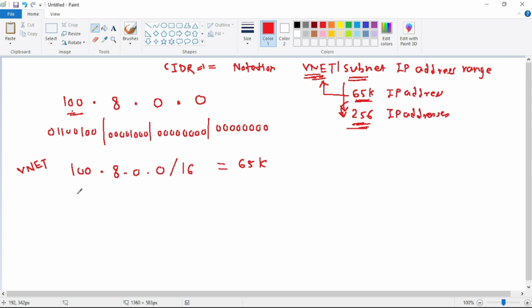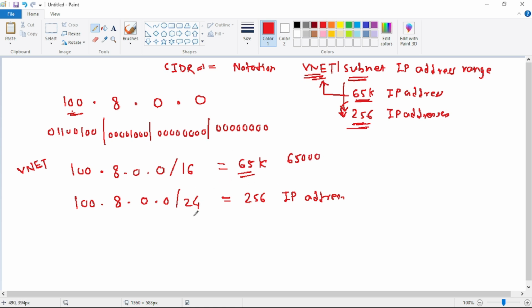And if I want to use 256 IP addresses, here I will say 100.8.0.0 and slash I will say 24, so it becomes 256 IP addresses. So 65k means guys 65,000.